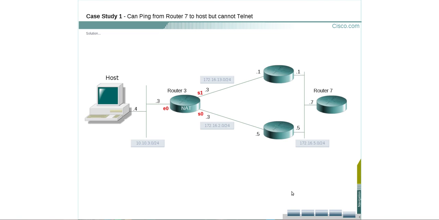In this case study, the symptom we are observing is that ping works but Telnet doesn't. Specifically, we are seeing this problem between router 7 and the host. Router 7 can successfully ping the host, but router 7 cannot telnet to the host.